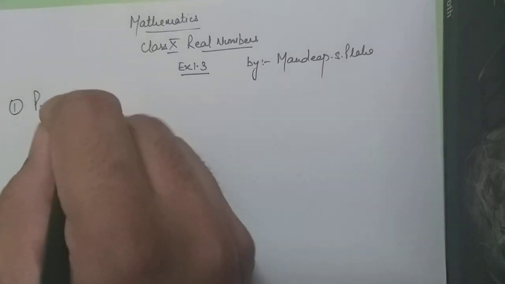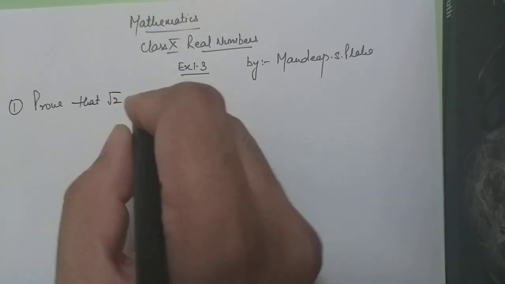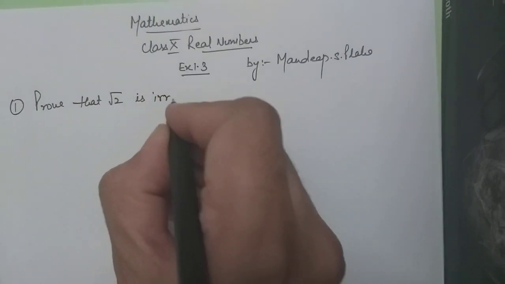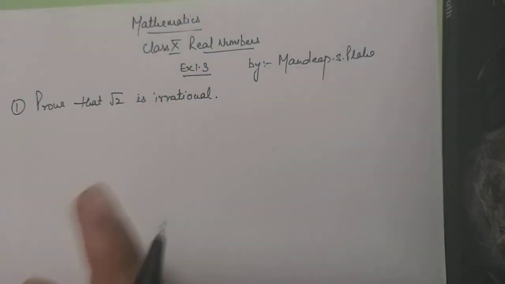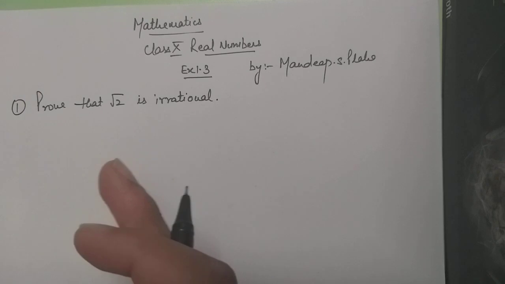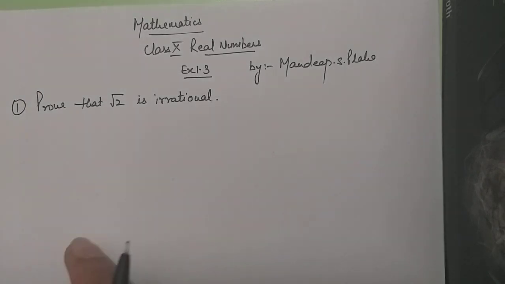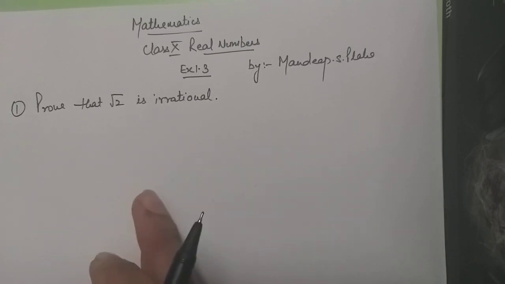We have a question: prove that root 2 is irrational. It is an important question. It may be asked as root 3, or we may have to prove it for root 5. All the steps are the same. It is asked many times in the CBSE: prove that root 2 is irrational.